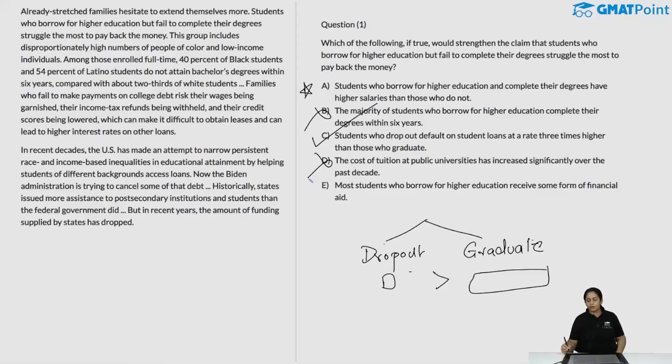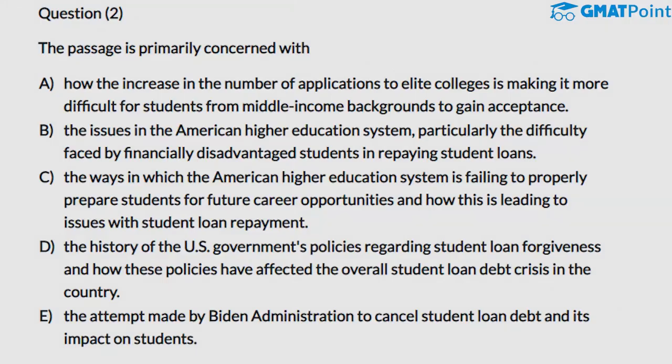Most students who borrow for higher education receive some form of financial aid. Again, if this is true, this would actually make it seem that you shouldn't struggle to pay back the loans. So again, between these two, there is no distinction, and you can't make the conclusion that dropouts will struggle more. In fact, if you are getting financial aid, you shouldn't be struggling as much. So E, if anything, weakens the claim. It definitely doesn't strengthen the claim. A slightly strengthens. C is a very significant evidence in favor of the claim. So C would be the right answer.